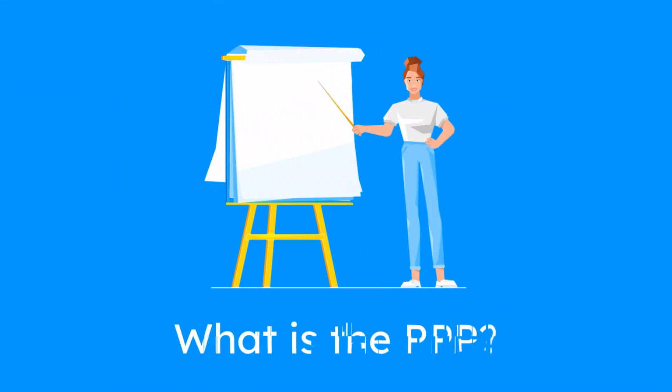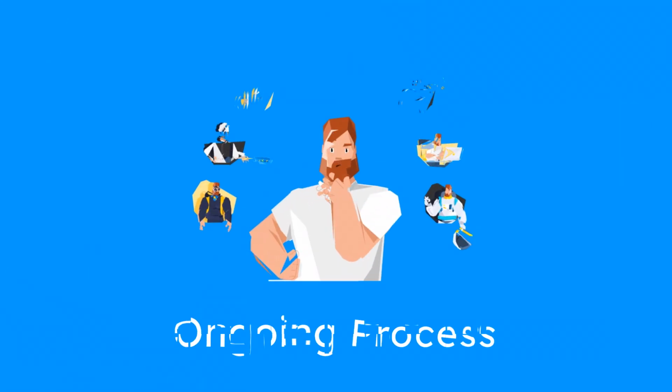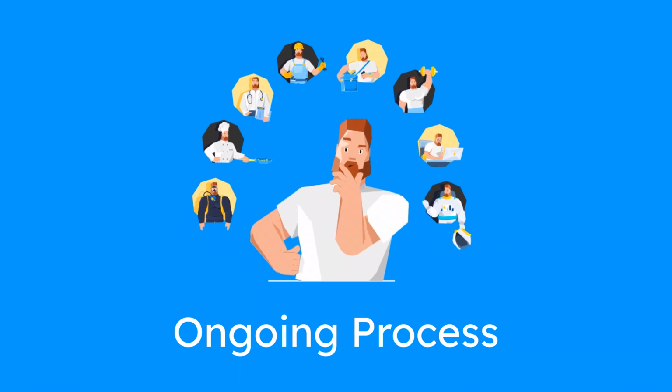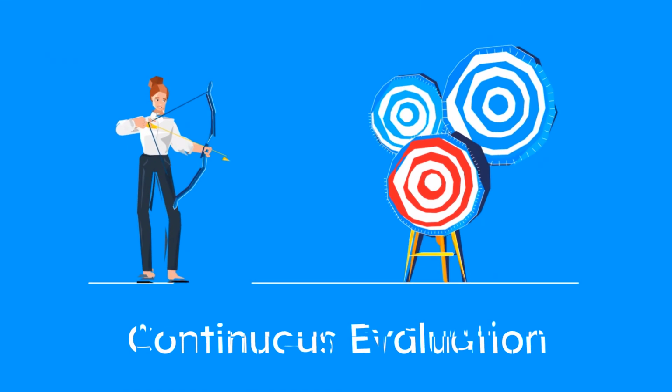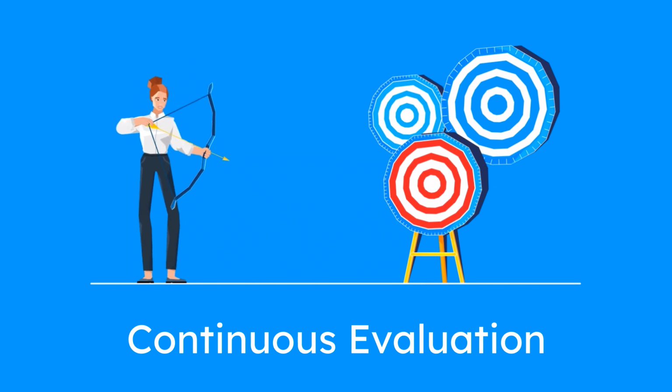That's where the project portfolio process, or PPP for short, comes in. It's like a roadmap that helps organizations make smart choices about which projects to pursue and which to say no to. It's not just about picking the right projects at the start, it's an ongoing process. You constantly check to make sure each project is still aligned with your goals and still worth the investment.